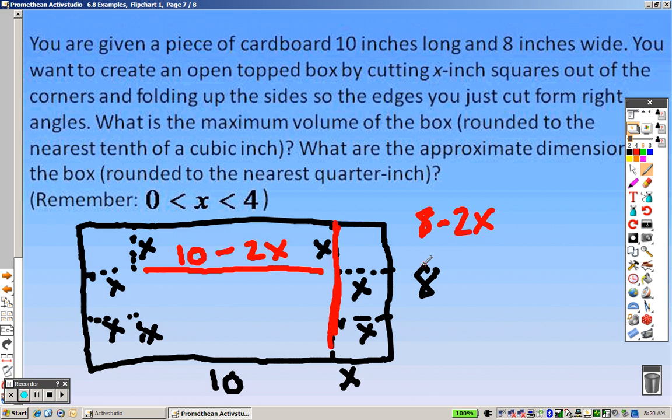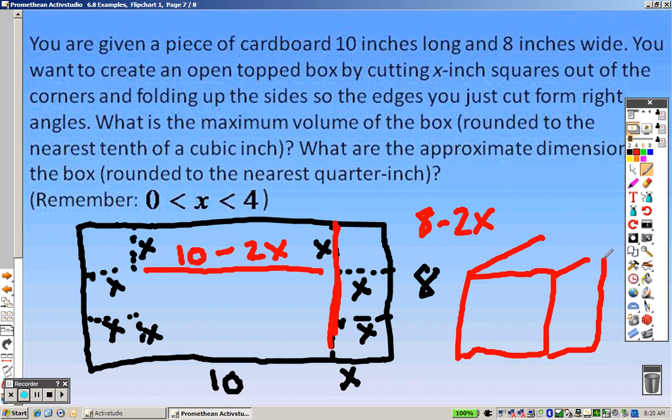Okay? And we're trying to draw a box. And what that means is I'm going to cut those x edges out, right? I'm going to cut them out. I'm going to fold it up, which means the height of my box will be an x because I'm literally going to take those and fold them up. And I know that the base is 10 minus 2x, and back here that is 8 minus 2x.